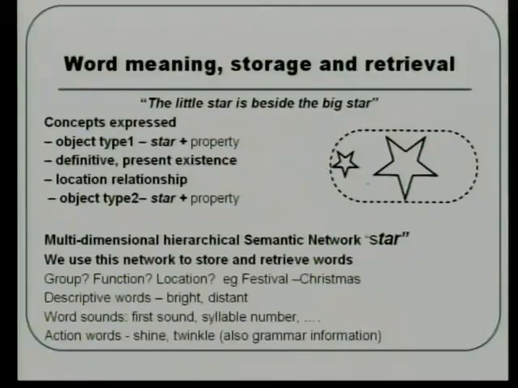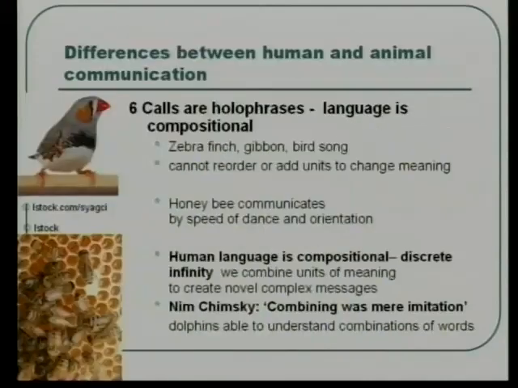When we retrieve words, we can also do it, unsurprisingly, by first sound, by syllable number. That's referring back to the diagram I showed about speech sound structures. We can also retrieve through action words. And in our store of words, there's also quite a bit of grammar. Grammar and word meaning overlap. When we work with stroke patients, who have problems retrieving words, we would do therapy that involves strengthening these pathways, strengthening their ability to retrieve words by group or by function or by location. And this enables people to access words and communicate again.